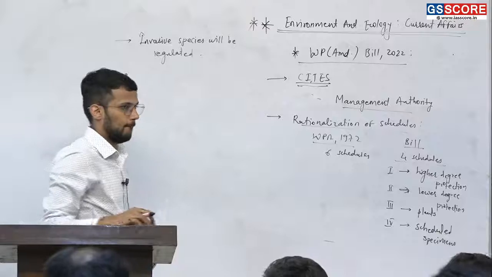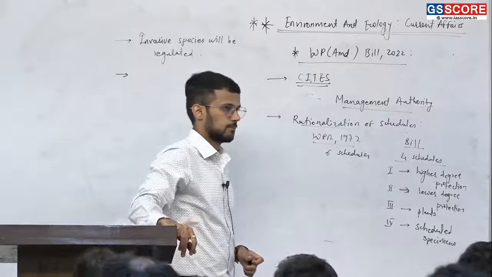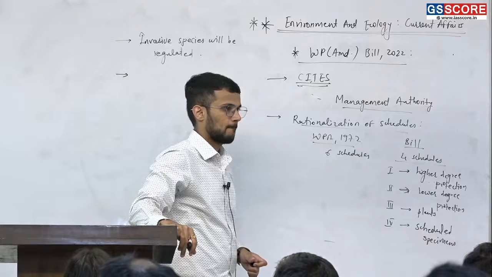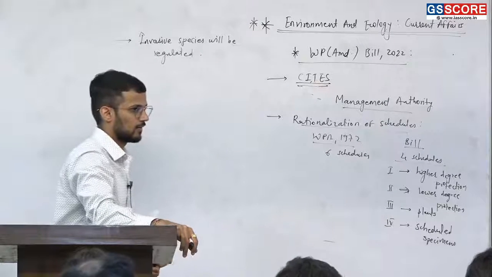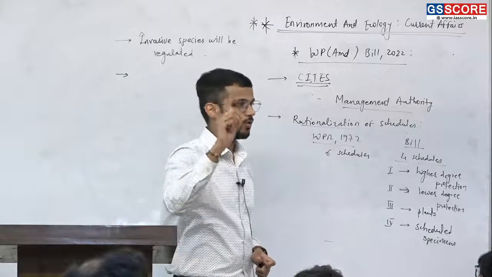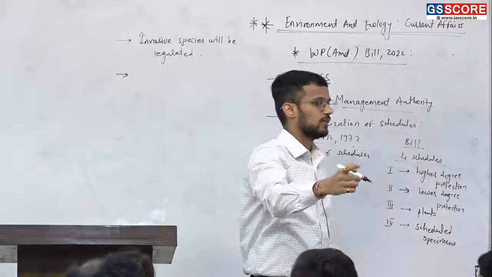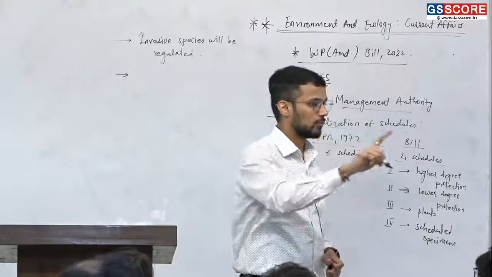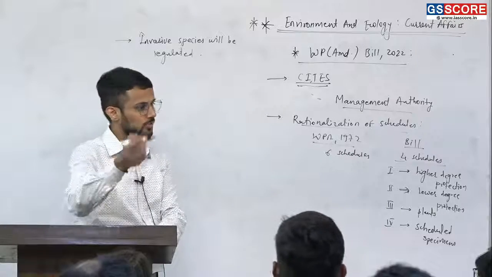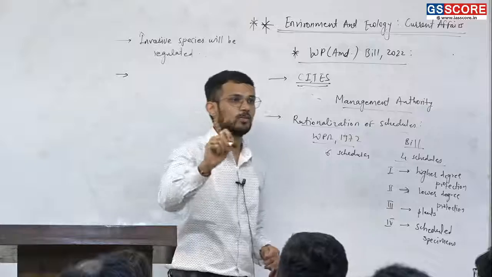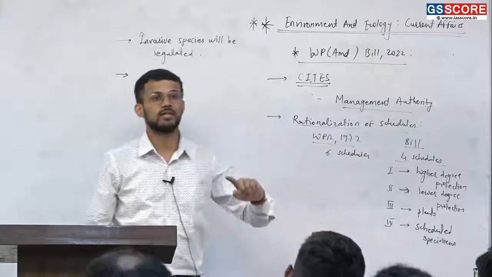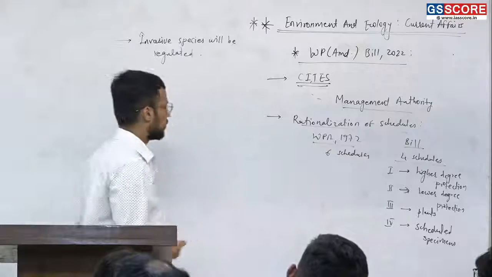Earlier, for a wildlife sanctuary, we had to take permission from the CWW, now that permission will not be needed. Management of wildlife sanctuaries will be according to the plan approved by the center but developed by the CWW. Right, so that is the provision of this. That means even central government will be having a role in the management of wildlife sanctuaries, which was not there earlier. Right, so that is also an important provision.